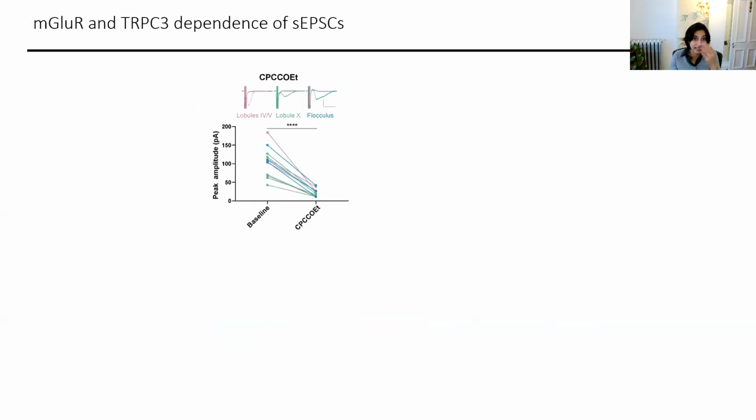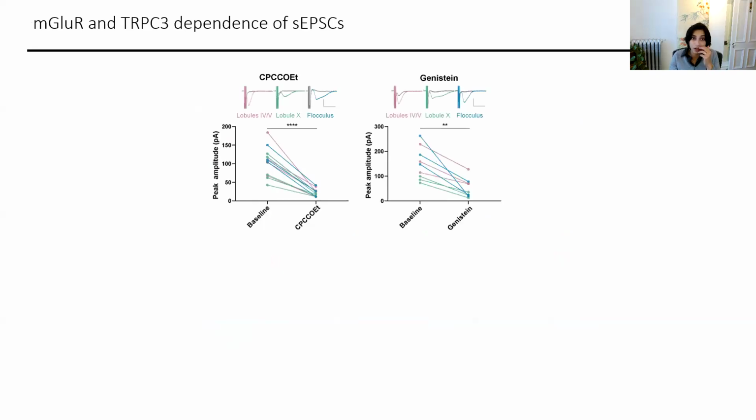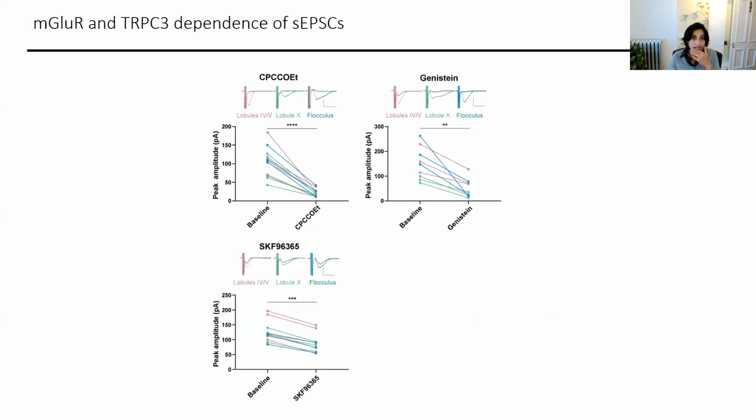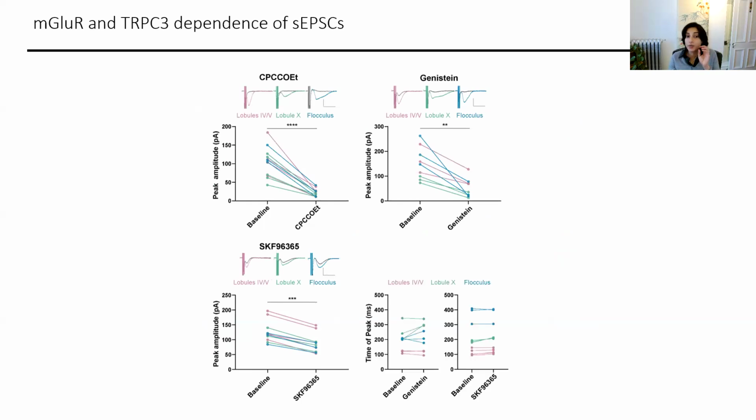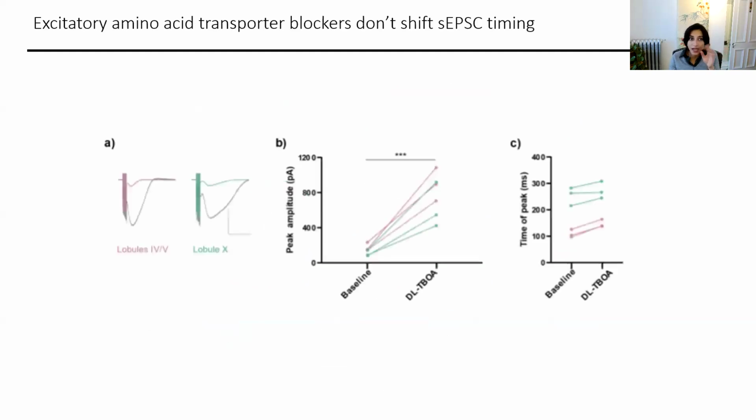And we did this sort of classically. We blocked with an mGluR blocker, a non-specific TRPC blocker. It's really just a tyrosine kinase inhibitor, a more specific TRPC blocker. And in all cases, the degree of blocking was as expected from previous literature and was not different between lobules. So all 3 are equally dependent on mGluR and TRPC.